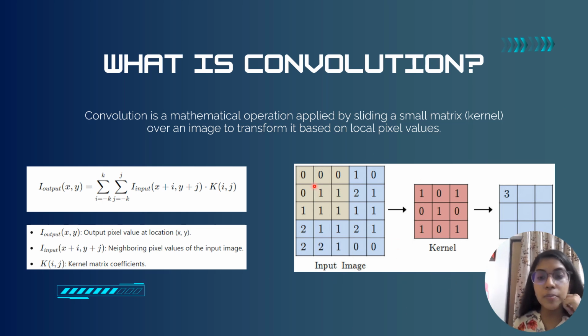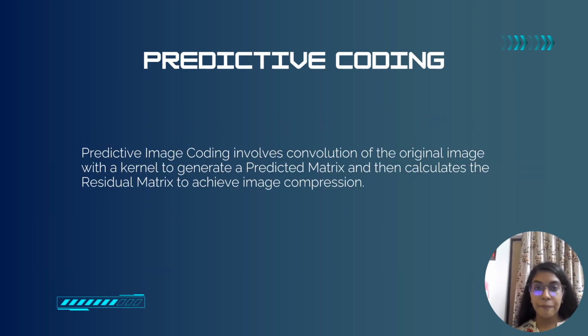Now for this particular pixel, what we did is we formed a 3 cross 3 matrix using its neighboring pixels, which is the same size as the kernel. And we performed element-wise multiplication, that is 0 into 1 plus 0 into 0 plus 0 into 1 and so on and so forth. And then we added all of them to obtain this, that is 3, the final pixel value. And this is the mathematical form of convolution.